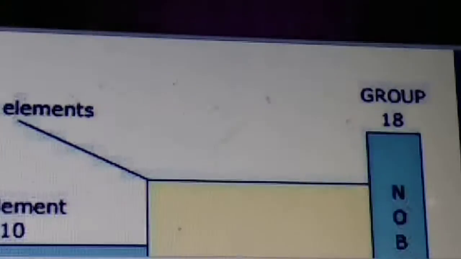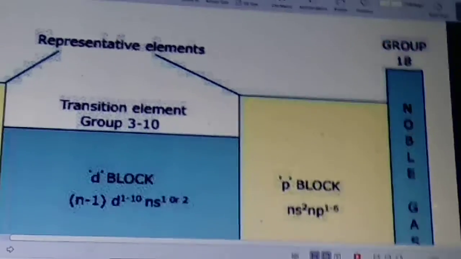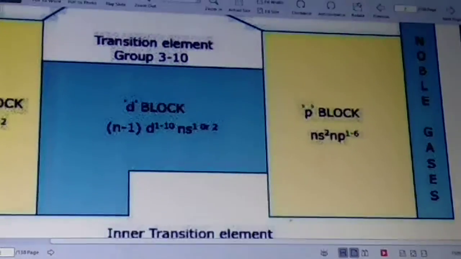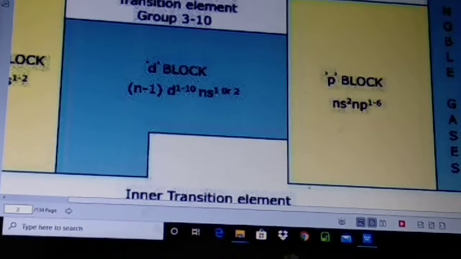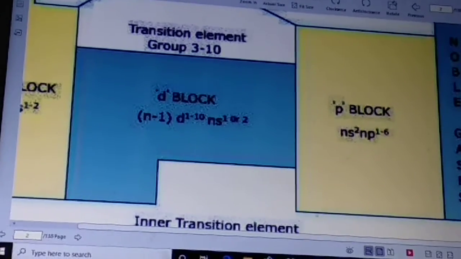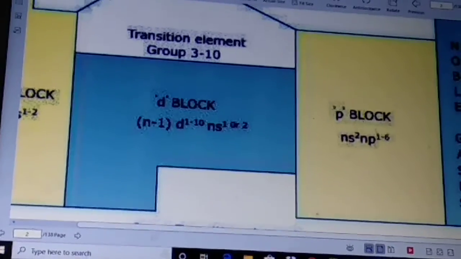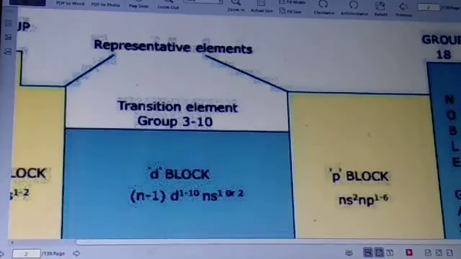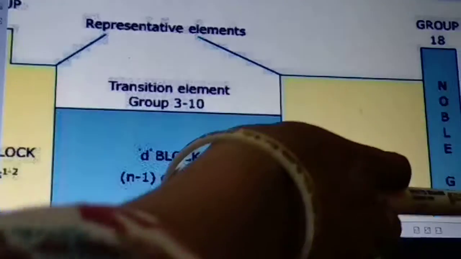Now students, just see the periodic table here. Group 18. Group 3 to 12, actually 3 to 10, transition elements, and Group 13 to Group 18 P block elements. Group 13 to Group 18, students, P block elements. And my dear children, you know that Group 18 is inert gas, known as the noble gas.